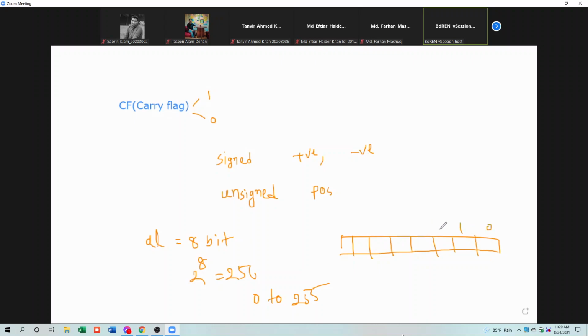These are the bit positions 0, 1, 2, 3, 4, 5, 6, 7. In this register, we can store all the positive integers from 0 to 255. That means the lowest integer is 0 and its binary representation will be eight 0 bits. And the highest or maximum integer will be 255, and this is the binary representation. So inside the 8-bit AL register, in any 8-bit register, we can store all the positive integers from 0 to 255. So this is the range of values for unsigned integers.